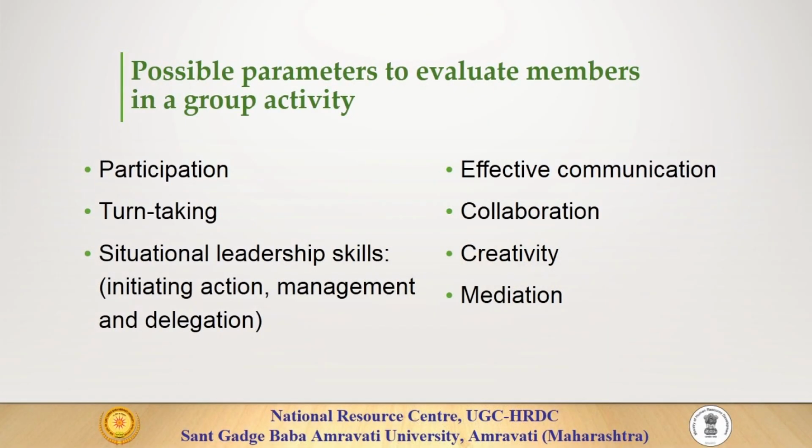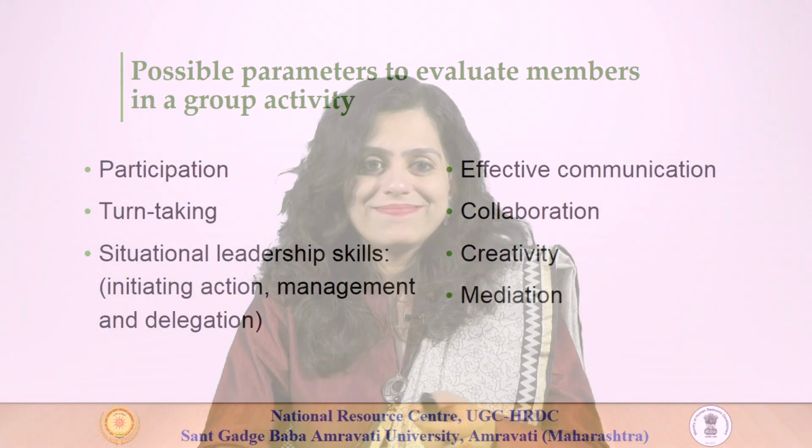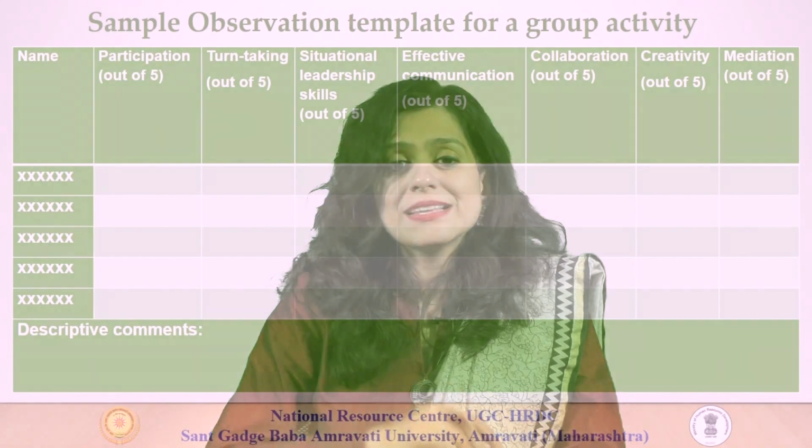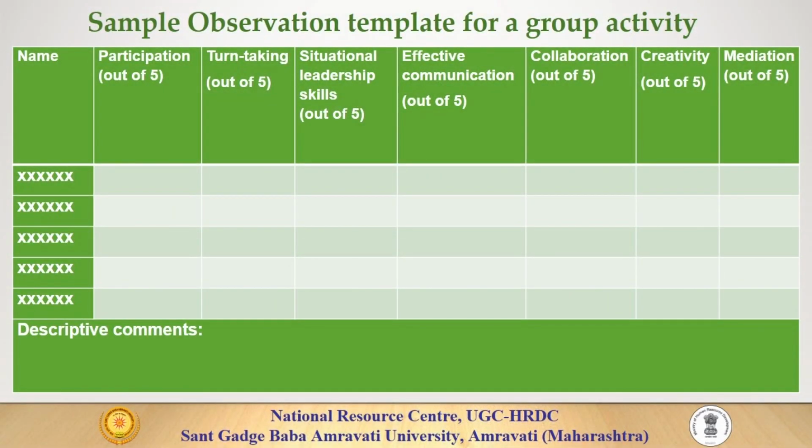So let's have a look at some of the possible parameters: participation, turn-taking, situational leadership skills, which can include initiating action, management and delegation, effective communication, collaboration, creativity, mediation. Each member of the group can be scored on these parameters by the observer. The observing member can even add descriptive comments about the procedure and performance and participation of members. This is a sample of an observation template.